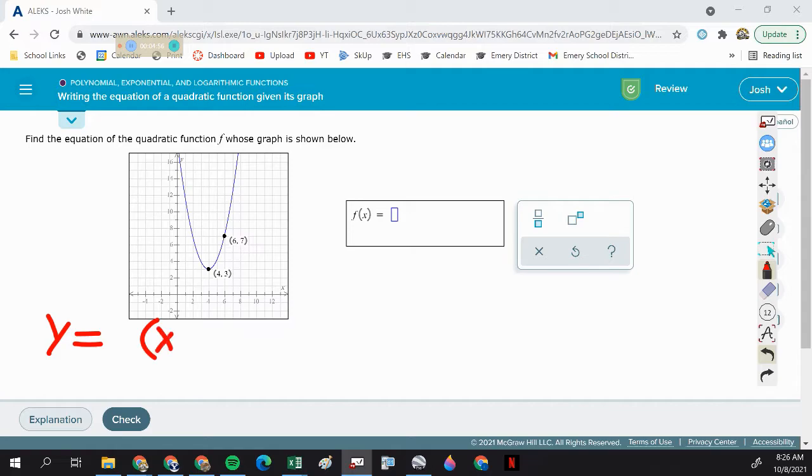And then x, what goes inside if we moved right 4? Minus 4. And then what goes on the outside if we went up 3? Plus 3. Okay? All right, that one was too easy. Let's do another one.